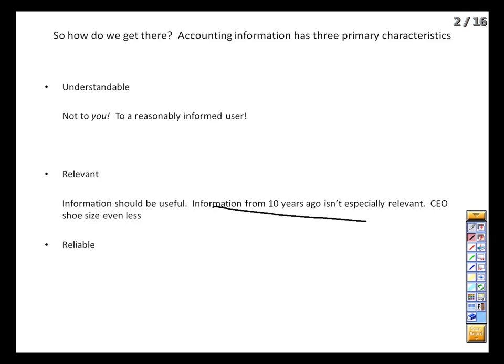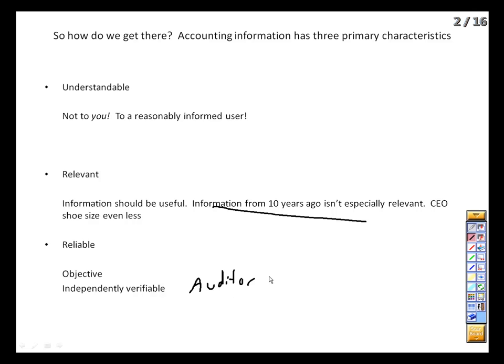What makes information reliable? Well, it needs to be objective. If another person looked at the same data, they would come up with the same number. It needs to be independently verifiable. Some third party needs to be able to look at the information and say, yeah, I buy that. And who's the third party? Typically our auditor.